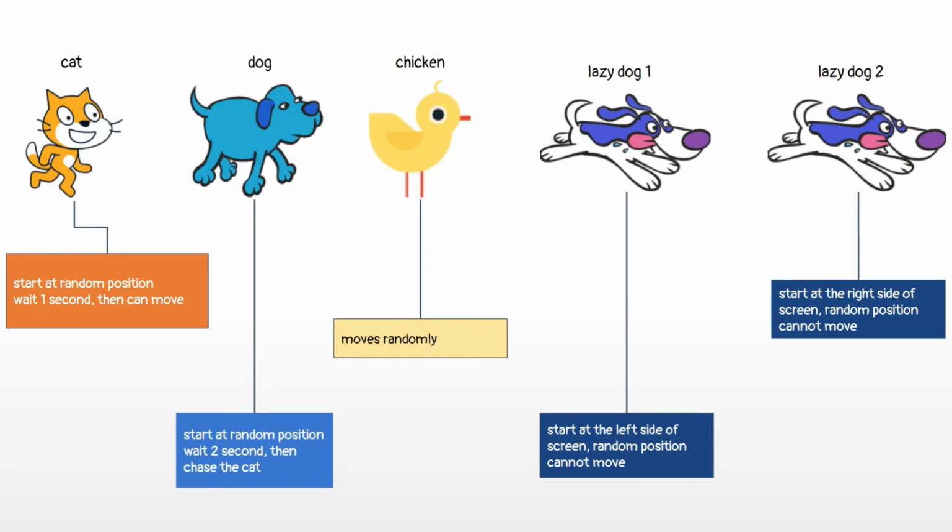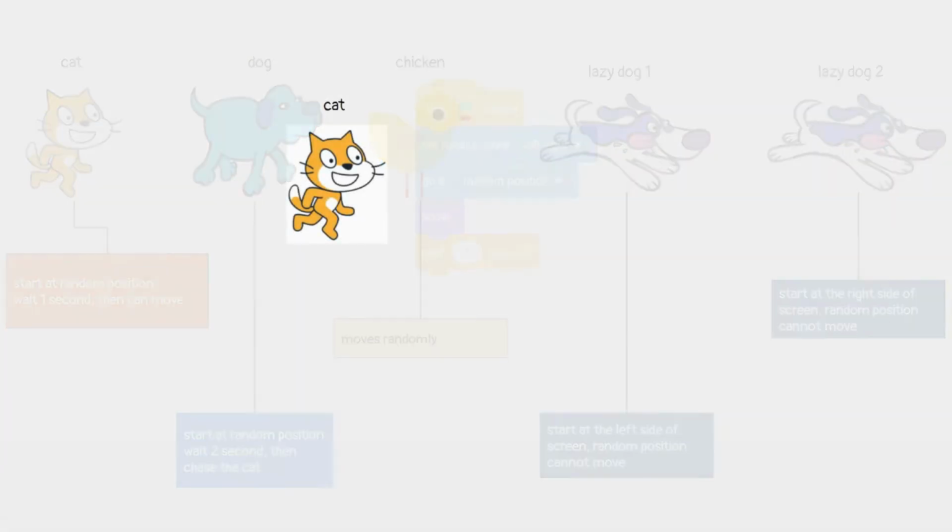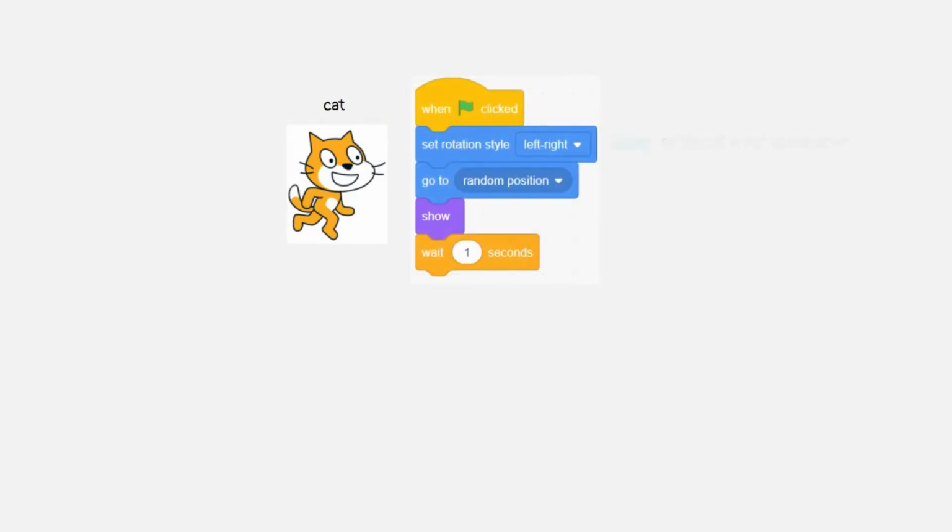The cat must catch the chicken, and not get caught by the blue dog. The cat also must not hit the lazy dog. Make these coding blocks in the cat sprite. This block is used so that the cat will turn around when cat touches the edge of the screen.